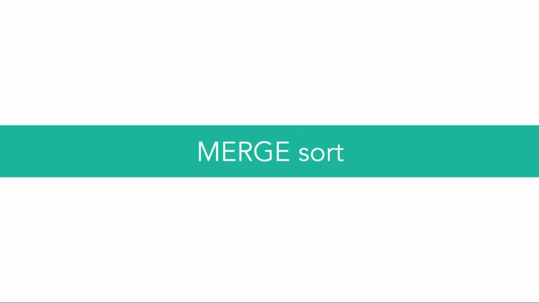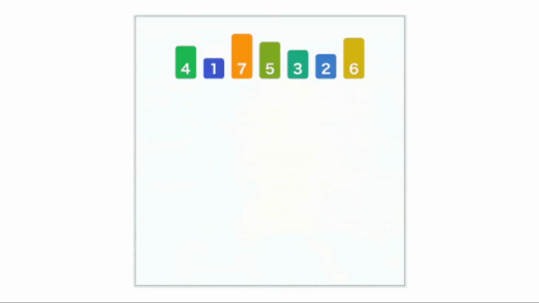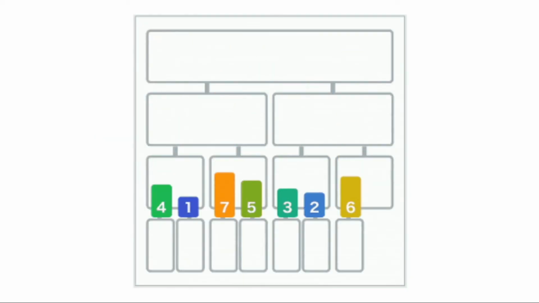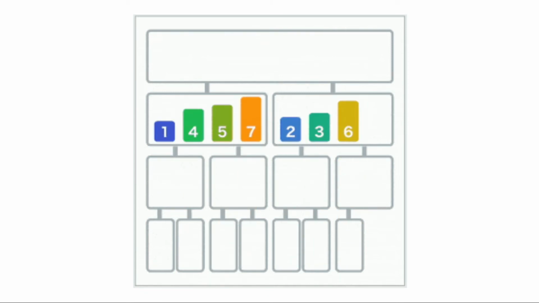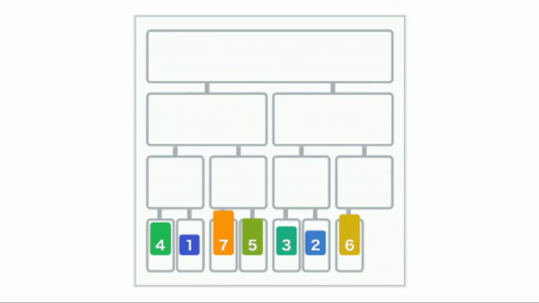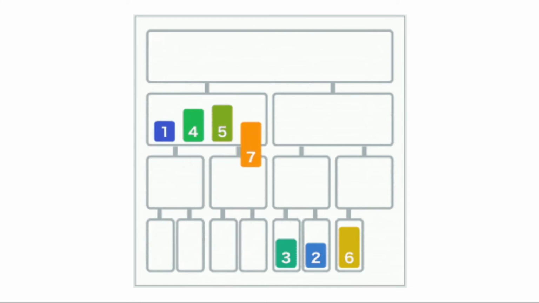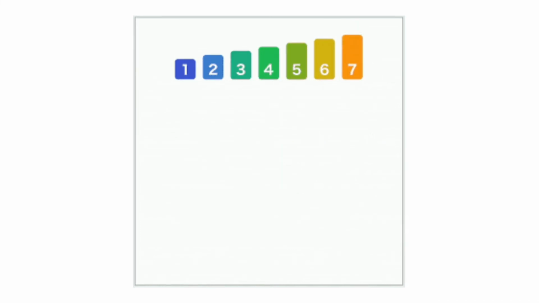Let's now explore the merge sort in more detail to better understand it. Merge sort is a recursive sorting algorithm that can be used to sort elements in an array or array list. Merge sort is a recursive algorithm that continually splits a list in half. If the list has more than one item, we split the list and recursively invoke a merge sort on both halves. Once the two halves are sorted, the fundamental operation called a merge is performed. Merging is the process of taking two smaller sorted lists and combining them together into a single sorted new list.